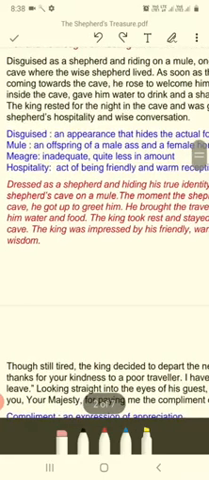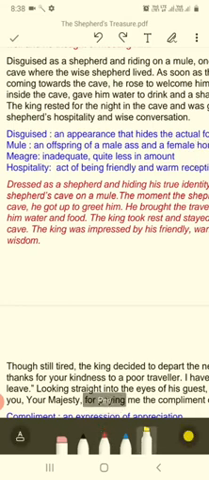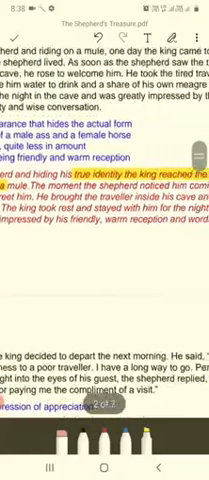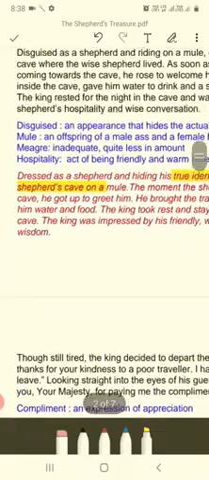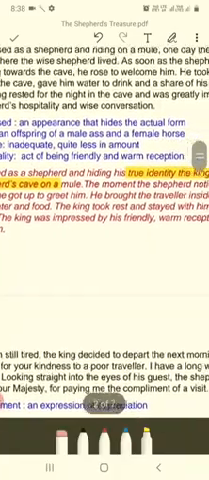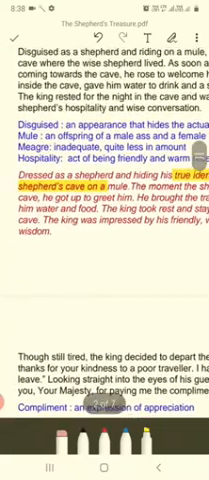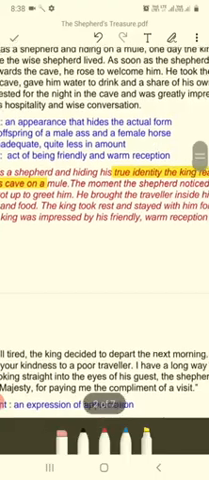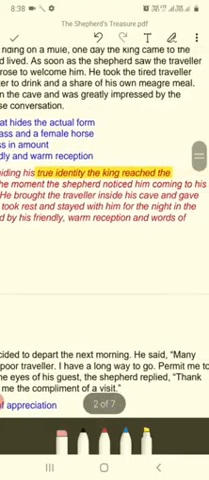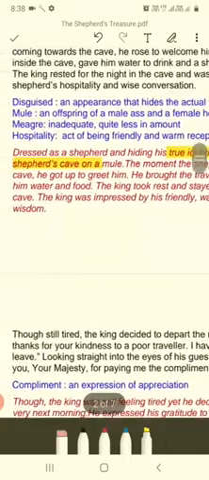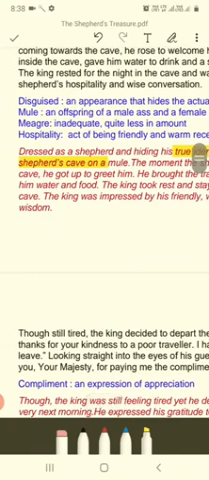Okay, so what happens the next day? Dressed as a shepherd and hiding his true identity, the king reached the shepherd's cave on a mule. The moment the shepherd noticed him coming to his cave, he got up to greet him. He brought the traveler inside his cave and gave him water and food.